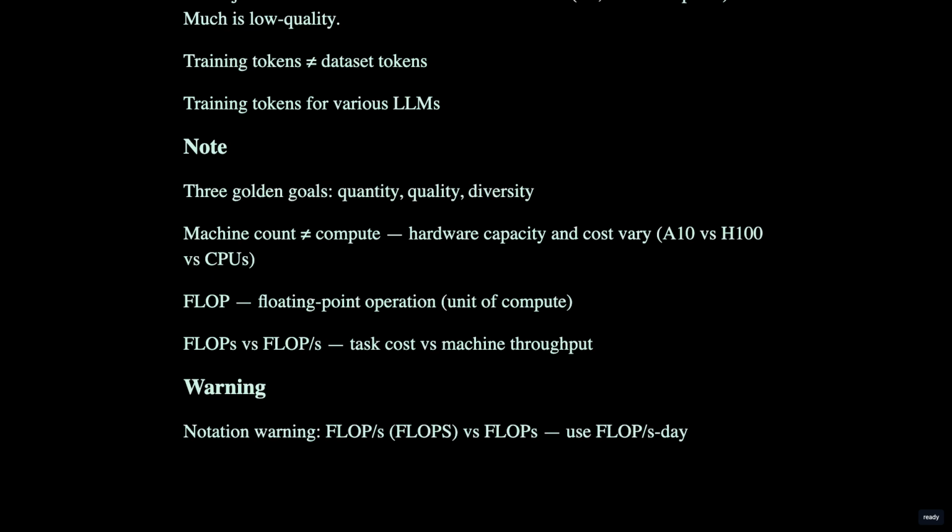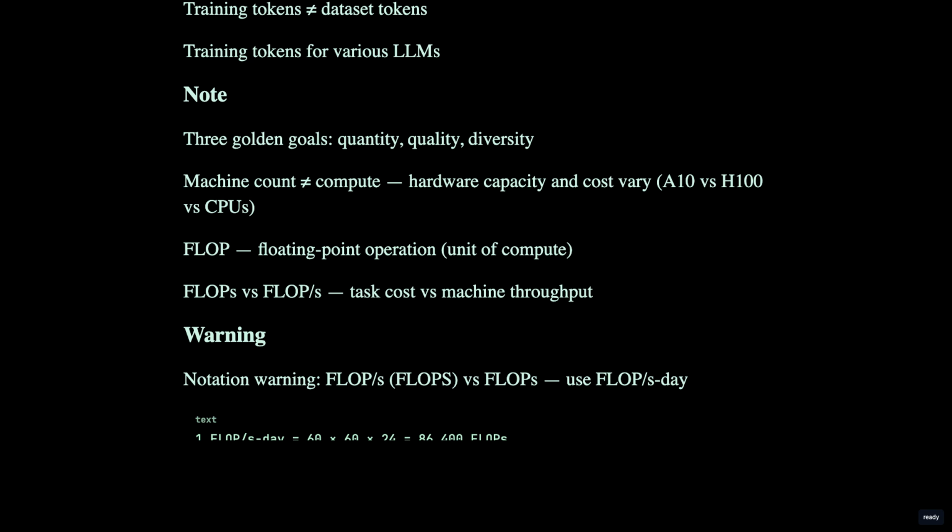FLOP/s is frequently written as FLOPS, which looks very similar to FLOPs, total floating point operations, and causes confusion. To make the distinction clear, many organizations, including OpenAI, report compute in FLOP/s-days, which explicitly ties a rate, FLOP/s, to time. This line converts a rate into a total count over 1 day.